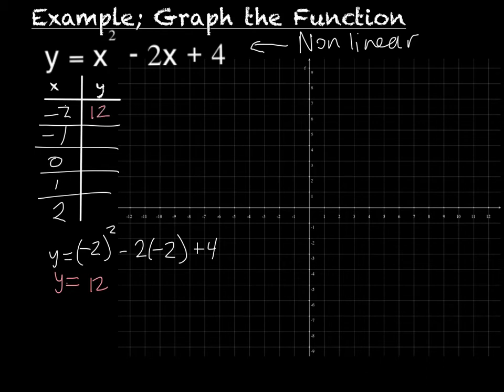Okay, now the next one, we just replace the -2 with a -1. So I'm going to take this and make it a -1. Alright, and when we put in a -1, we get 7.